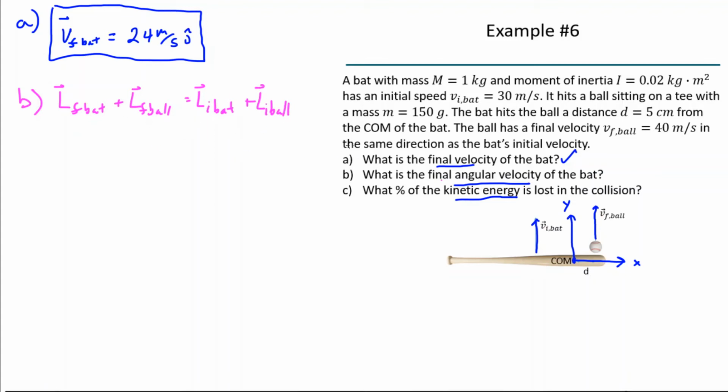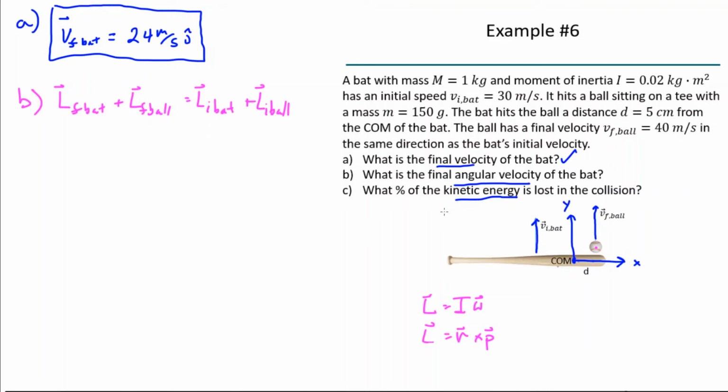Okay, so a few things. First of all, we have two formulas for angular momentum. We have L equals I omega, and we have L equals r cross p. This formula, L equals r cross p, works well for a point particle, which is like our ball here, moving through space in some coordinate system. And this I omega works well for a spinning object, a spinning rigid body. So we're going to use that for the bat.